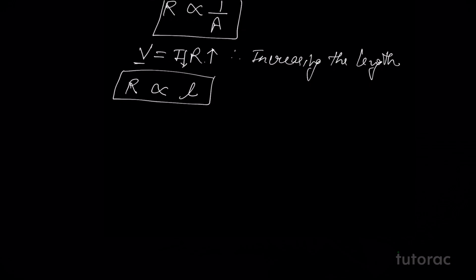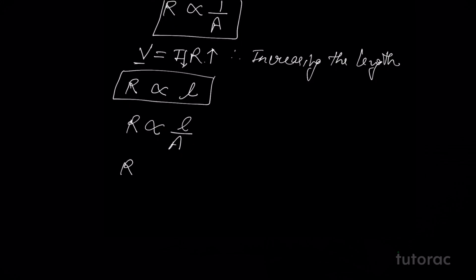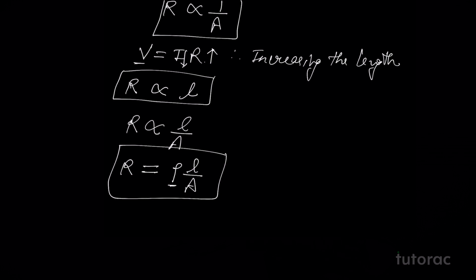Now, what if I combine them all? If I combine them all, I'll get R is proportional to L by A. Again, to remove this proportionality sign, we have to include one more constant, and that comes out to be R equals rho L by A. Now what is this rho? Here, this rho is known as resistivity of any conductor. Again, it's an internal property of any conductor that does not even depend on the length and the area, or the dimensions of any conductor.